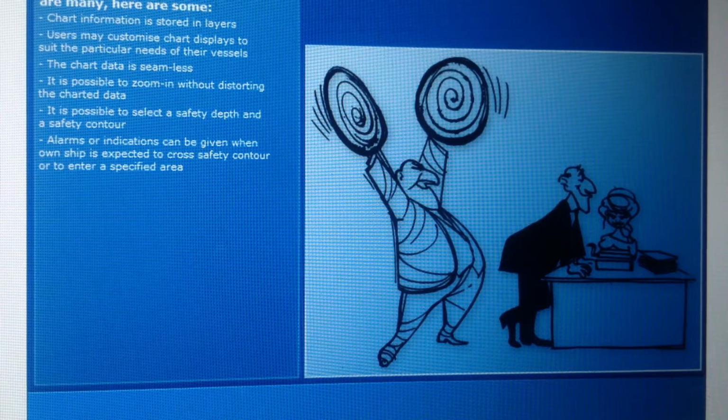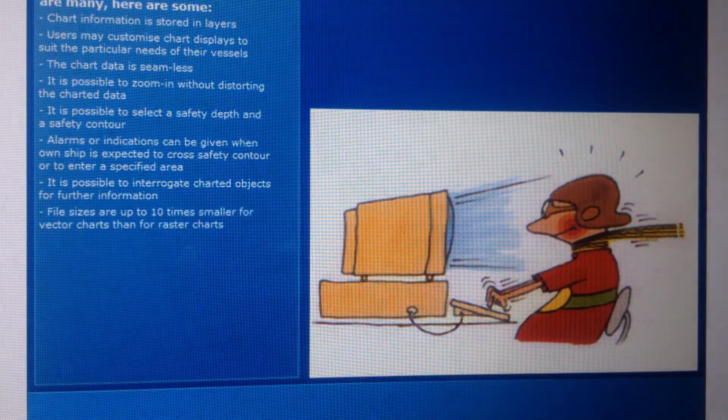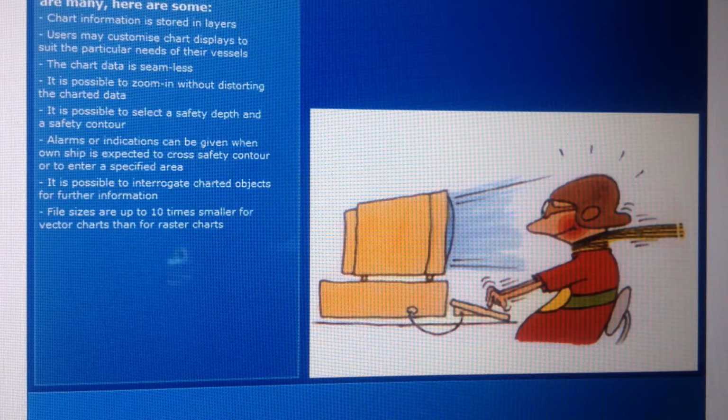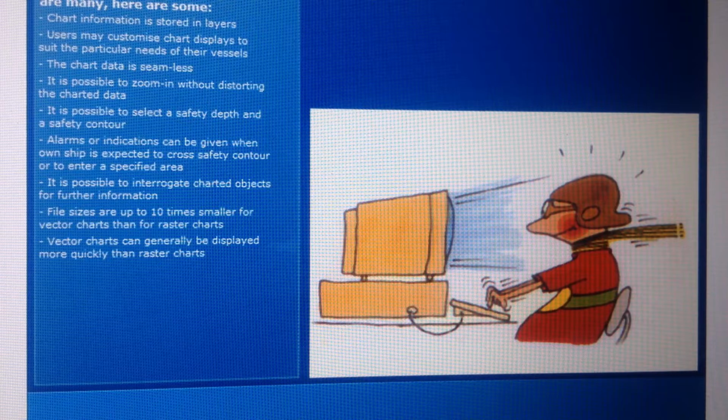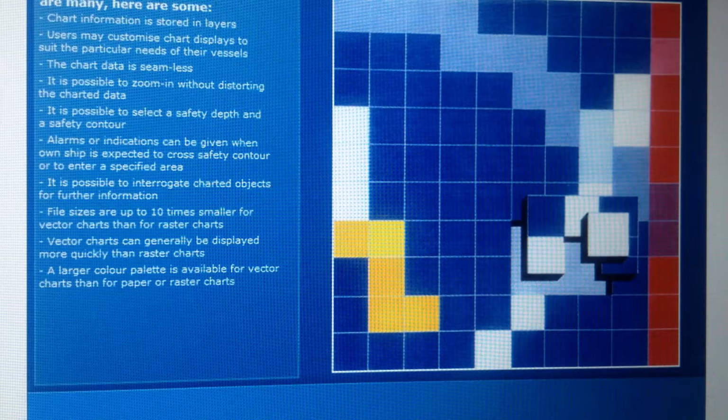Alarms or indications can be given when own ship is expected to cross safety contour or to enter a specified area. It is possible to interrogate charted objects for further information. File sizes are up to 10 times smaller for vector charts than for raster charts. Vector charts can generally be displayed more quickly than raster charts. A larger colour palette is available for vector charts than for paper or raster charts.